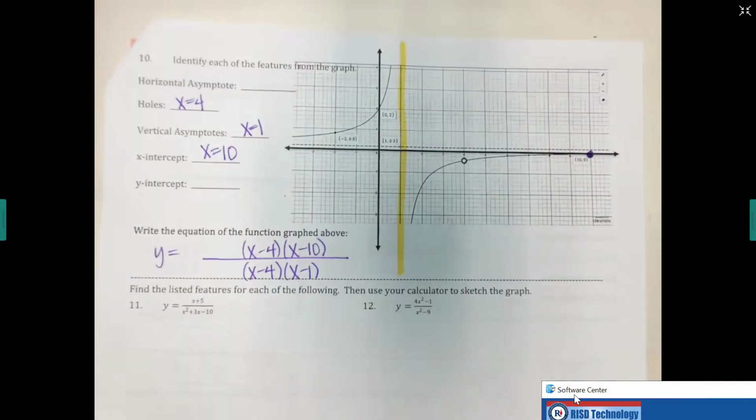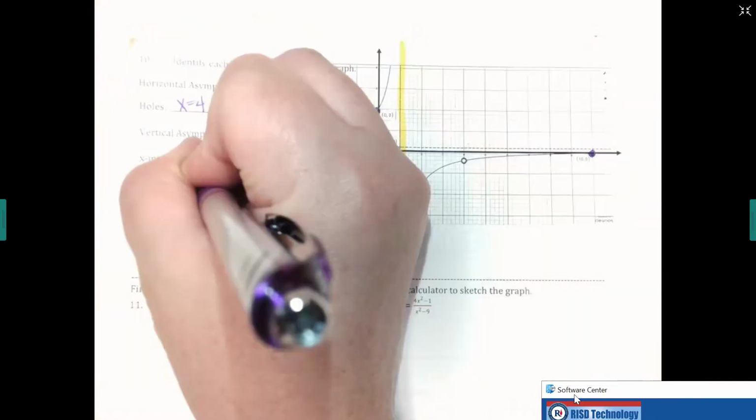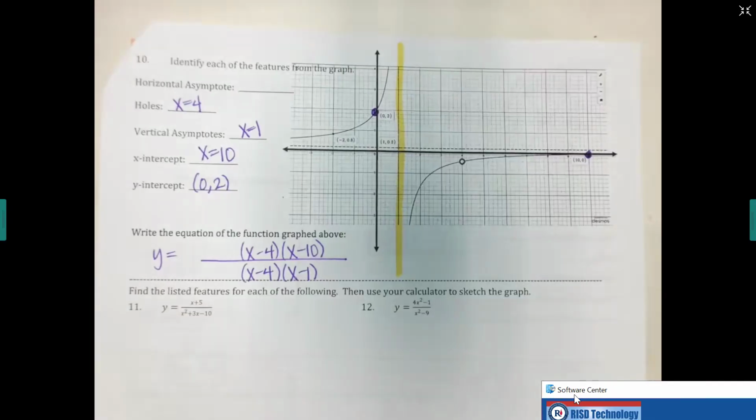Okay, look at your graph for the y-intercept. Where does it cross the y-axis at? It's also labeled with a point. 0, 2. Okay, remember the y-intercept is always the 0 partner, so you can just kind of look in the middle of the graph.